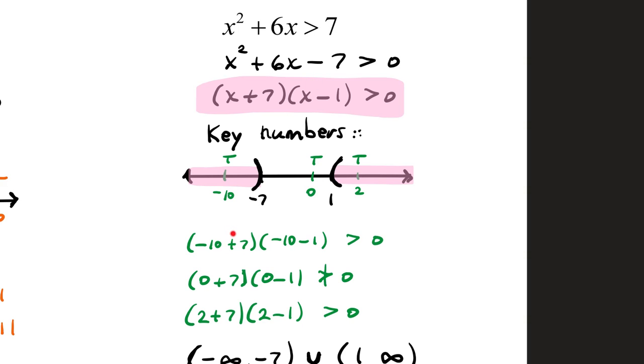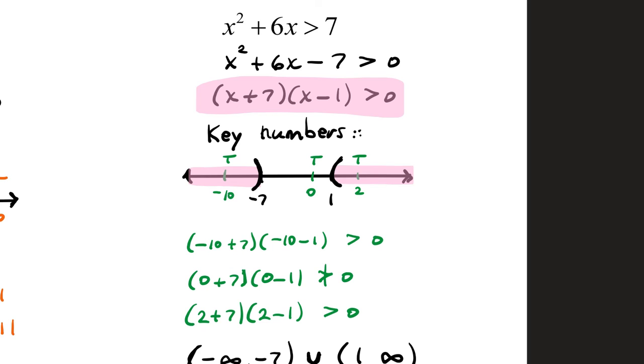Negative 10 plus 7 times negative 10 minus 1. That's negative 3 times negative 11. Well, that's greater than 0. That's true. So we shaded this first interval of numbers. We picked a test number between the key numbers, 0. It's very easy to work with.